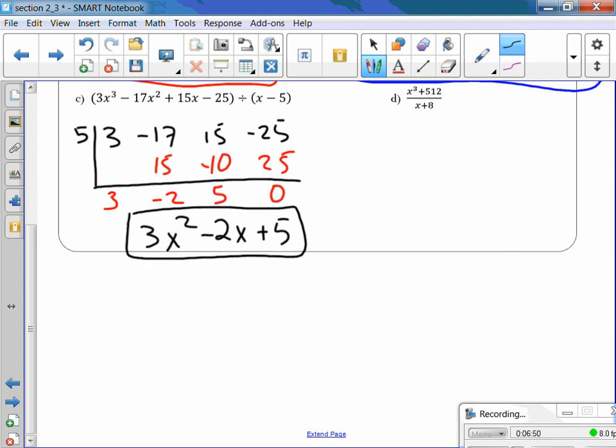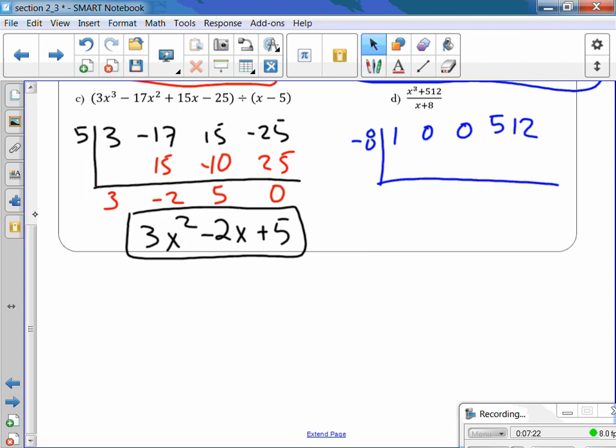And then the last one, we have our x cubed plus 512 divided by x plus 8. A few missing coefficients here, a few missing exponents. So dividing by that x plus 8, again, we have our divisor of minus 8. My coefficient for x cubed is 1, but for x squared and x, I need to put in those 0 coefficients. And lastly, 512.